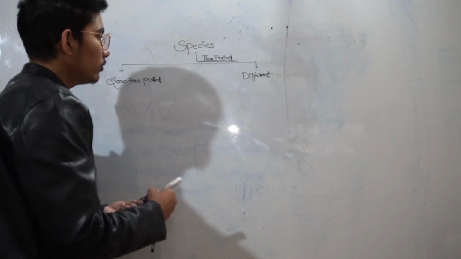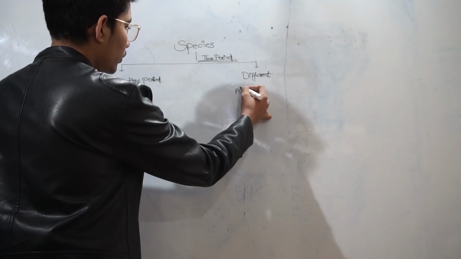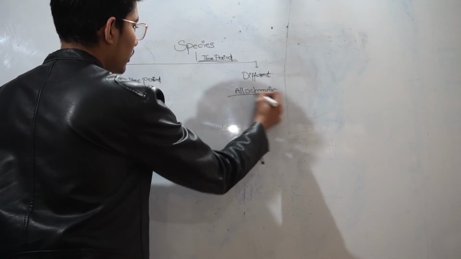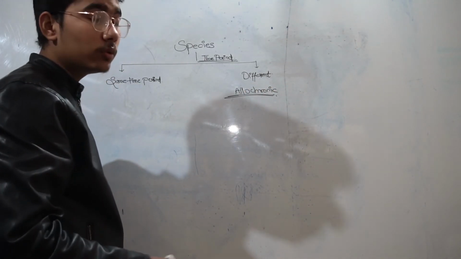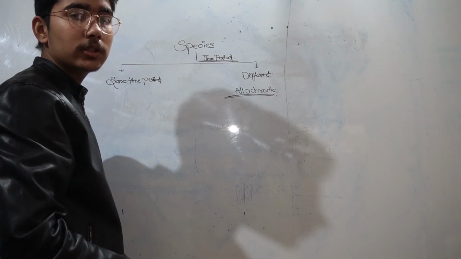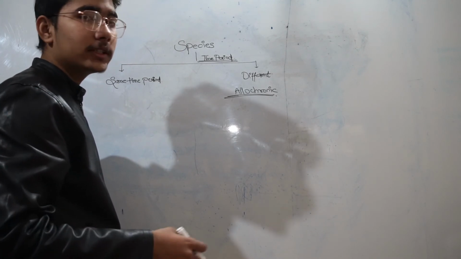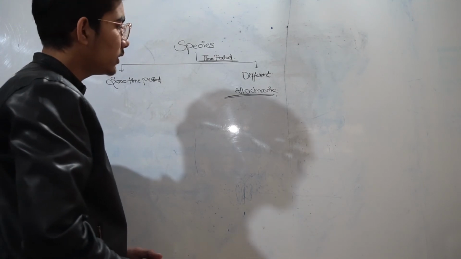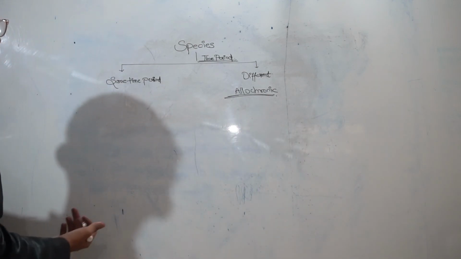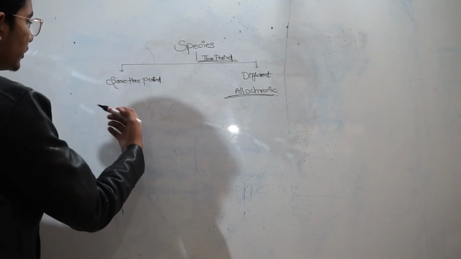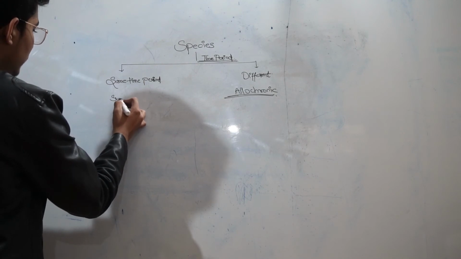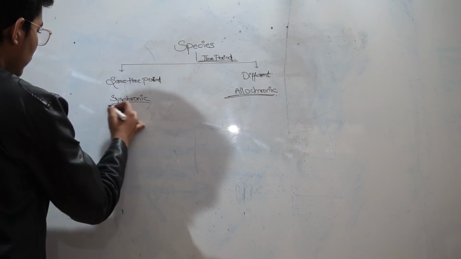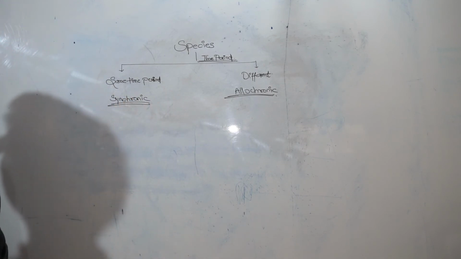What is allochronic? Allochronic means when two different species exist in two different time zones, they are known as allochronic. And when two different species are present in the same time period, they are known as synchronic.